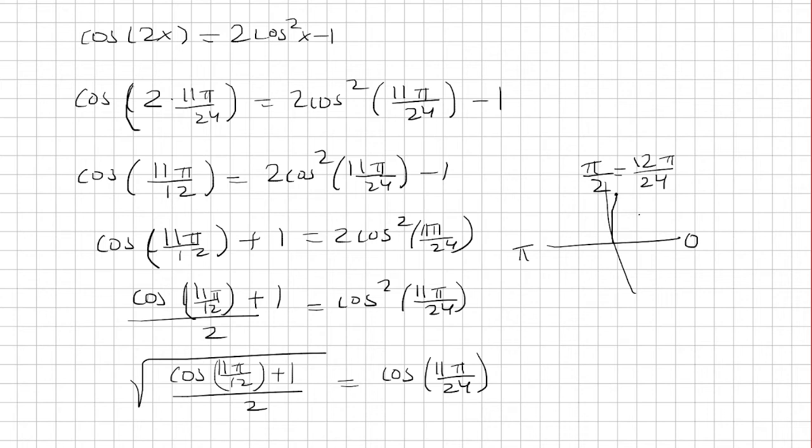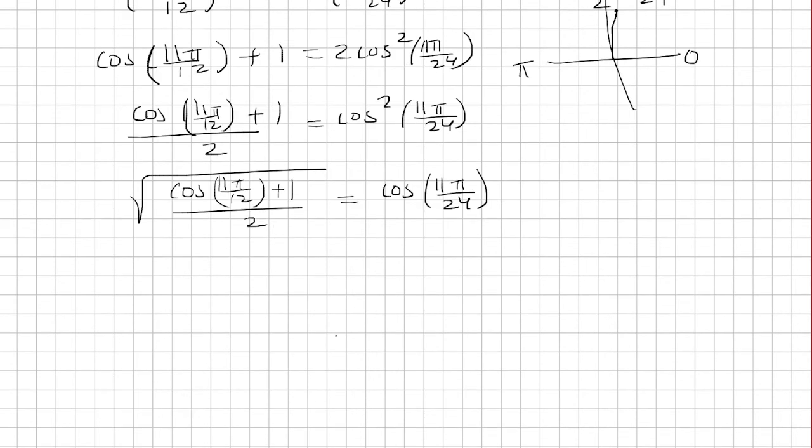Now, cosine in the first quadrant is positive. So I want my answer to be positive. So this should be a positive outside, so I'm not going to put anything there. And at this point, I'm going to substitute what cosine of 11 pi over 12 was. So that was negative 1 minus root 3 all over 2 root 2.